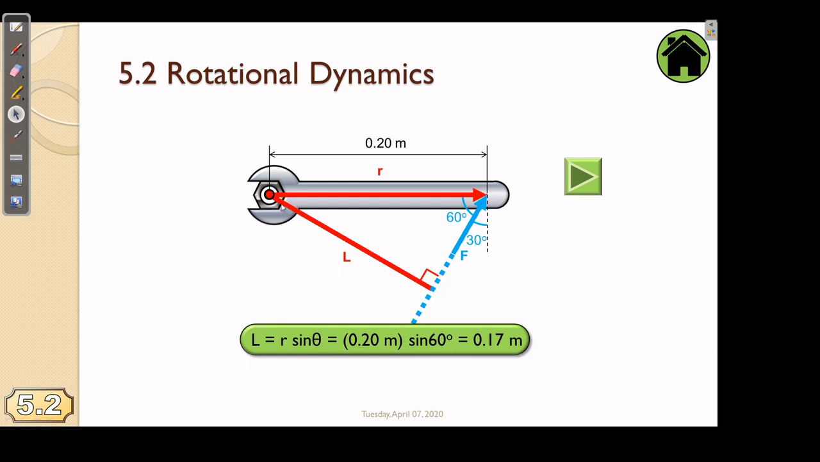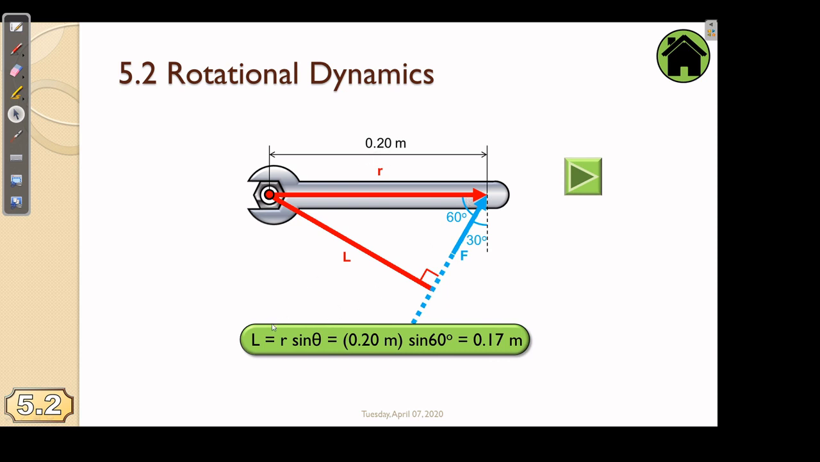Now, it's important to point out that this doesn't represent a real distance. There's nothing in this setup that is exactly equal in length to this lever arm. It's more like an effective distance. It gives us an indication of how effective this force will be in causing the wrench to rotate. All right, so the angle of interest is 60 degrees. There it is.